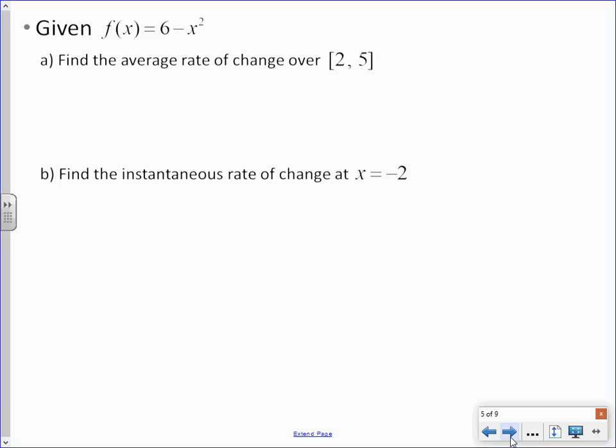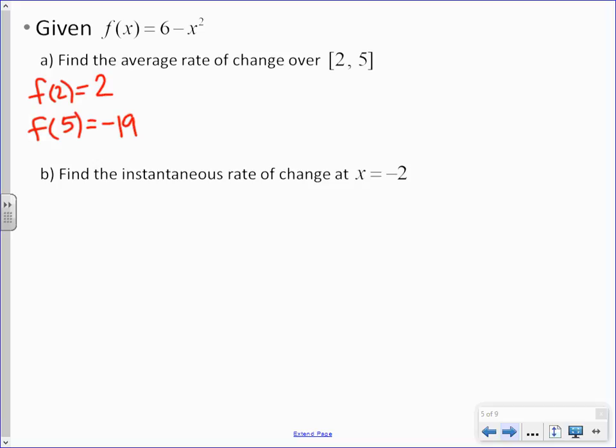Their y values. What do we get when we plug in 2? What do we get when we plug in 5? What? Negative 19. Can anybody confirm or deny Cole's?